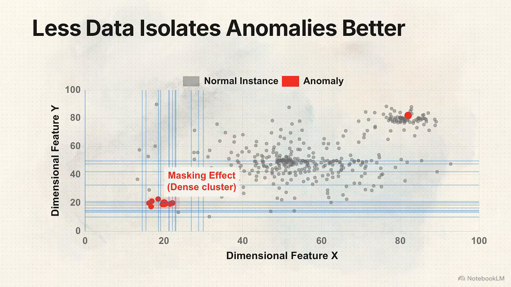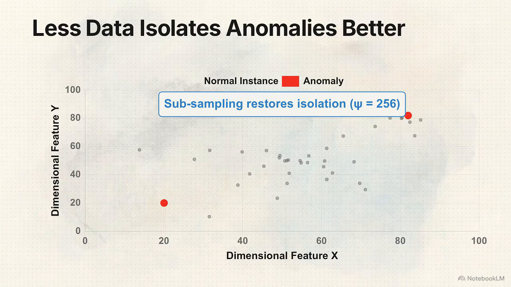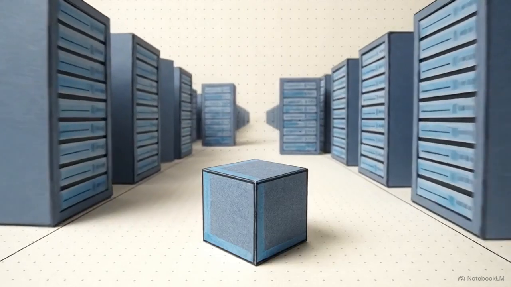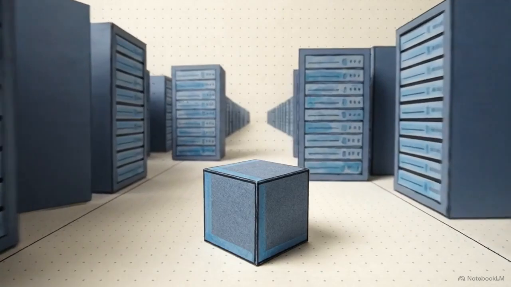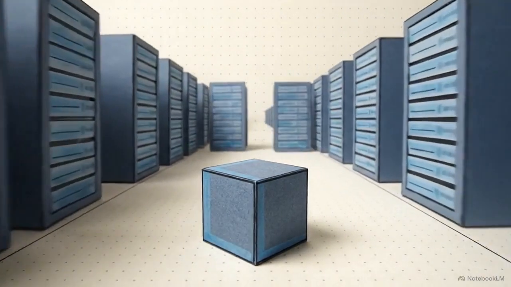The fix is paradoxical. Where traditional machine learning models crave more data, the isolation forest becomes more accurate by randomly dropping 90% of it. By limiting each tree to a small subsample, often just 256 instances, the algorithm clears out the noise. The masking effect breaks, and the random splits can cleanly isolate the true anomalies once again. Building partial models from these tiny subsamples is exactly what allows the algorithm to maintain its accuracy, even as the total volume of data grows.